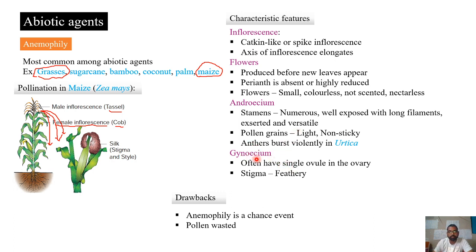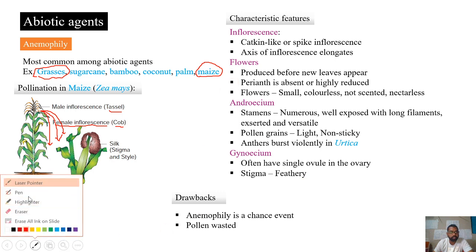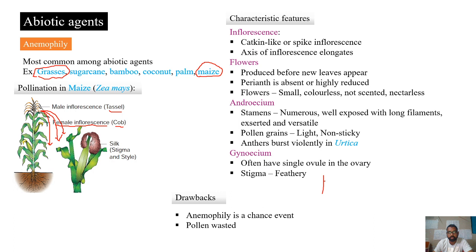Now, coming to the gynoecium, there is often a single ovule in the ovary. One ovule is present in one ovary. And the stigma is feathery. The feathery stigma helps in trapping the pollen grains, as this is wind pollination. The stigma will be feathery like this, one feather-like kind. This can trap the pollen grains easily when compared to a stigma like this. So this can trap pollen grains efficiently, as this is anemophily. That's why it is feathery.